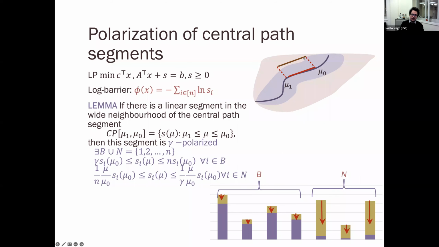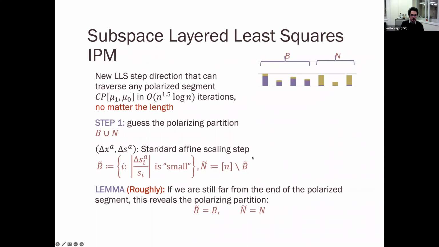So this is how we exploit the existence of this piecewise linear curve in the neighborhood: it imposes this polarization property. Now, of course, how do we know what this polarization partition is? It turns out that that's something fairly easy to detect.